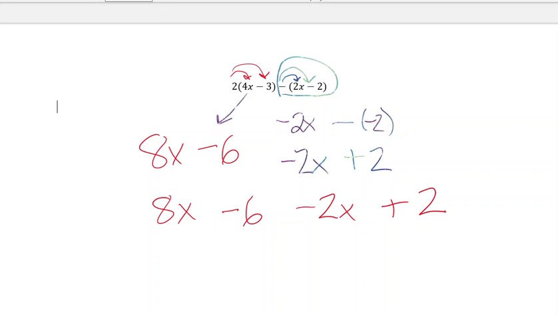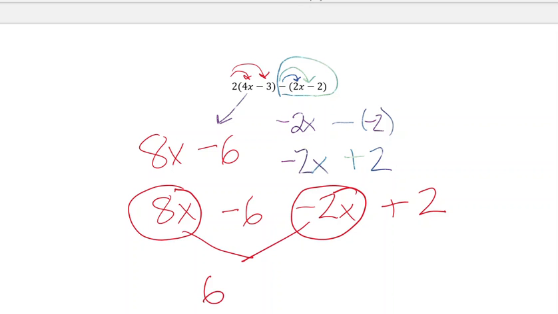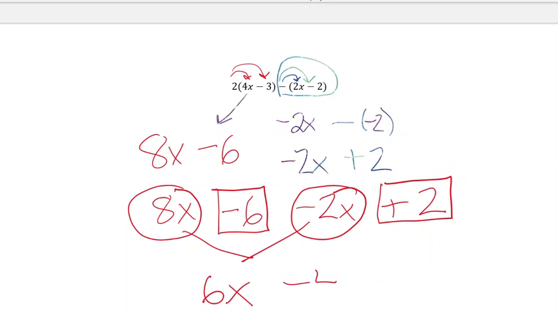We can combine our like terms. Be sure to keep the sign in front of it. So the 8x is positive, the 2x is negative. 8 minus 2 is 6x. And then we have the negative 6 and the positive 2. Negative 6 plus 2 is negative 4. And that would be the simplest form of that expression. And it would also be an equivalent expression.